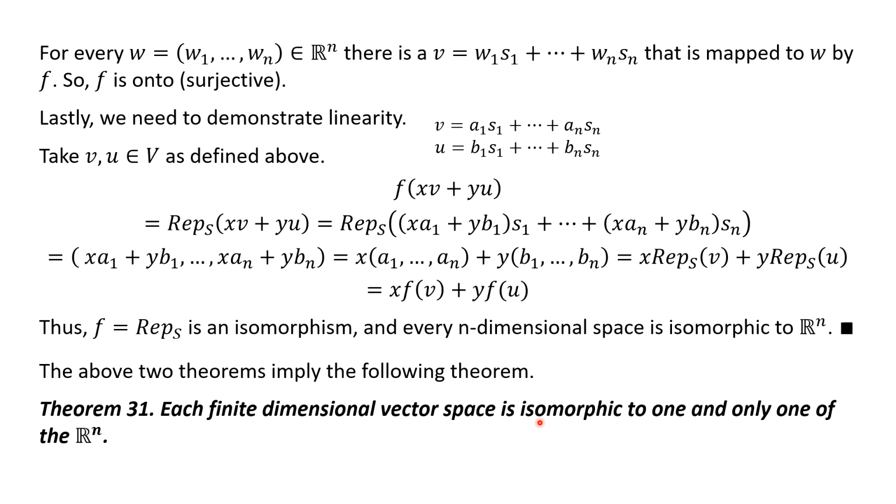And we can summarize the last two theorems in one theorem. Each finite dimensional vector space is isomorphic to one and only one Rn. Another way of expressing this is to say that every vector space of dimension n is isomorphic to Rn.